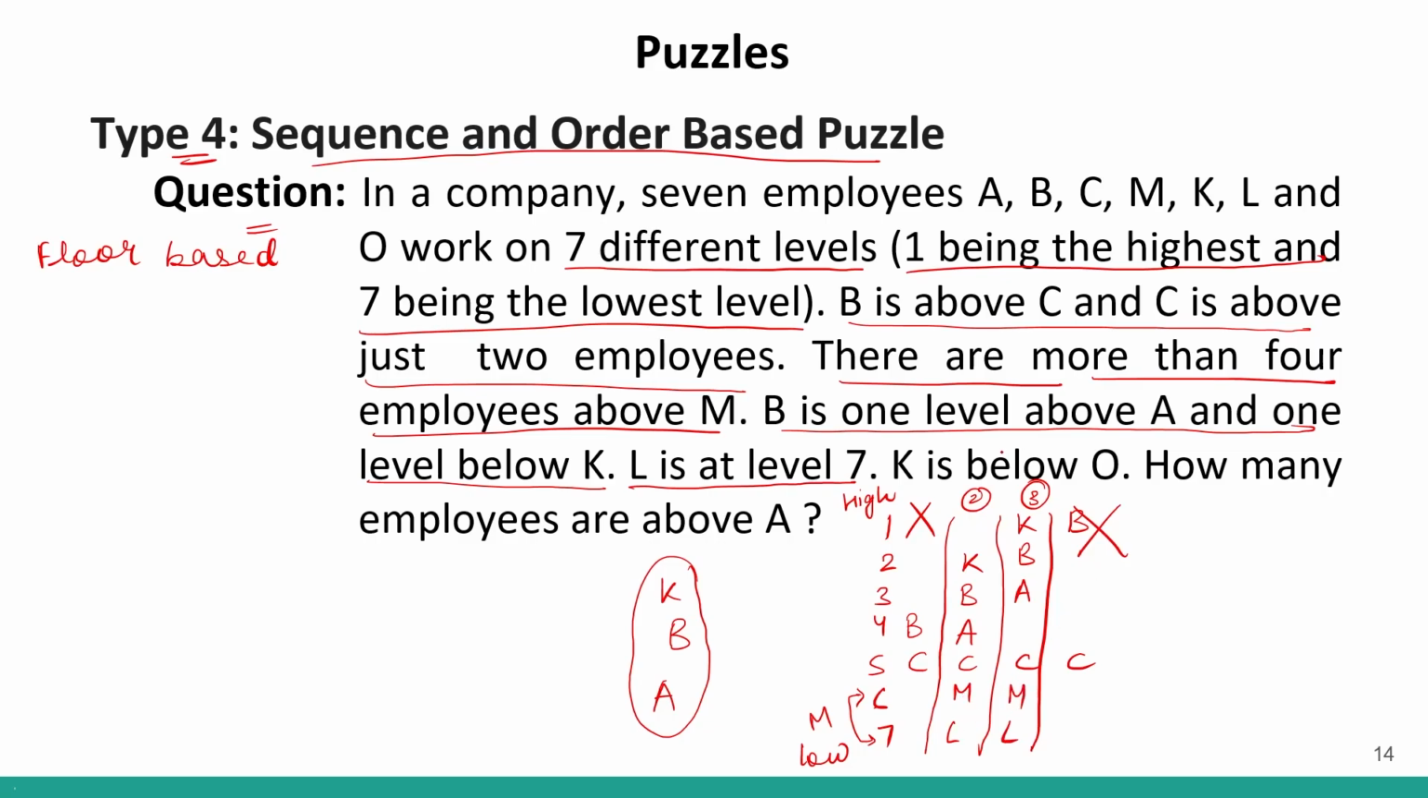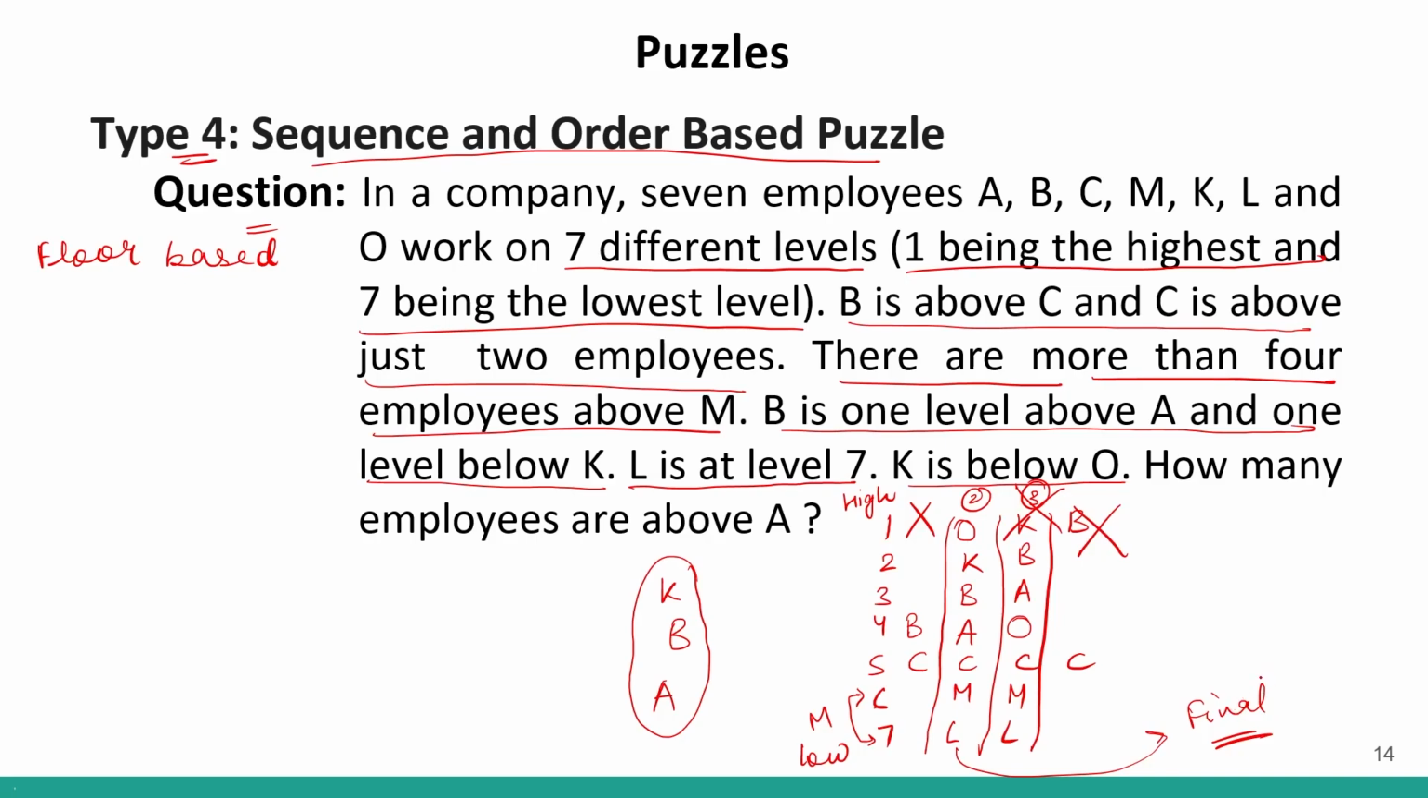Now it is given to us K is below O. So if K is below O, taking possibility number 3, O will be below K, correct? So this is also incorrect. O will be over here, K will be over here. That is how K will be below O. So this possibility number 2 will be my final arrangement. Whenever you solve questions like these, always take all the possibilities.